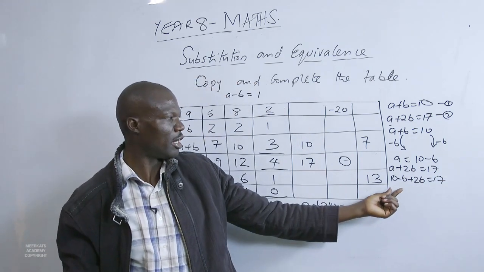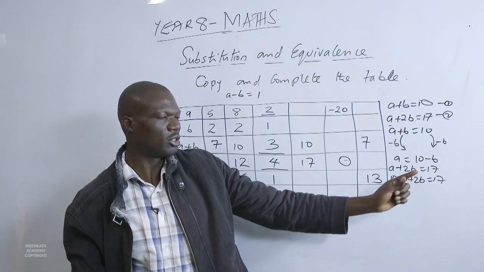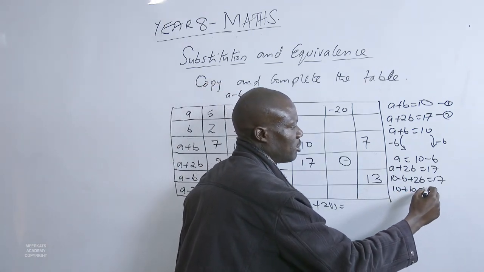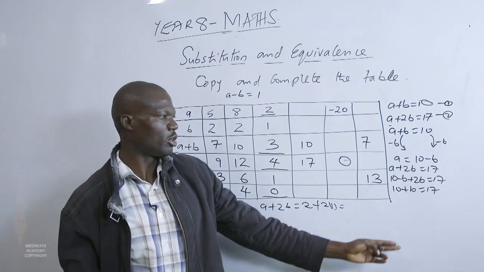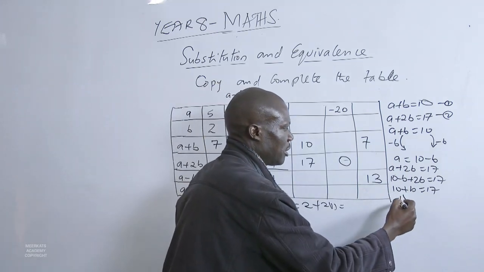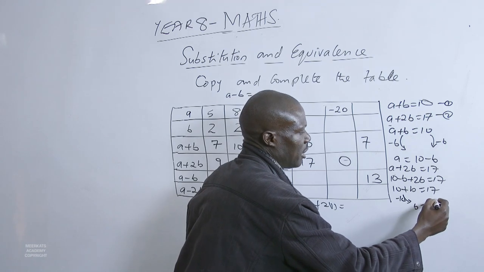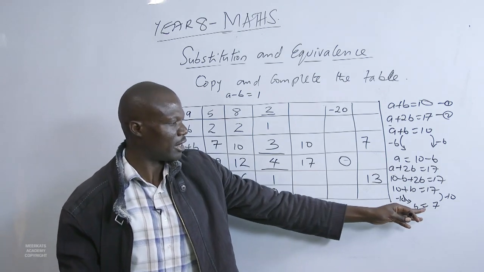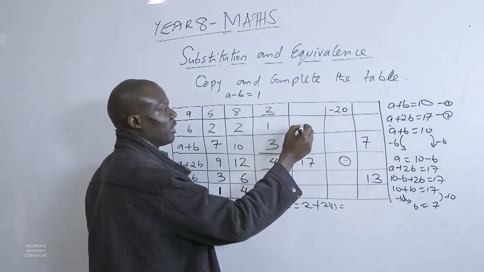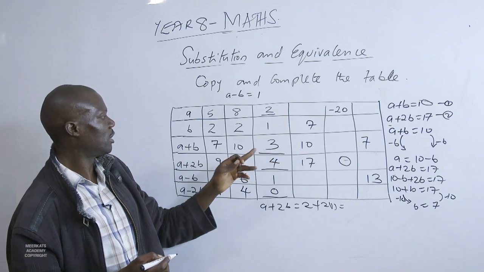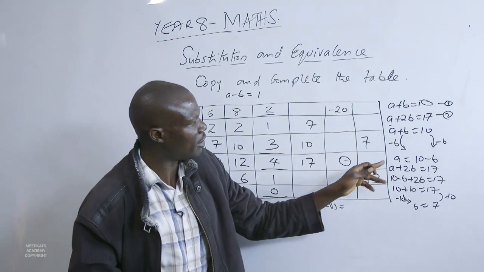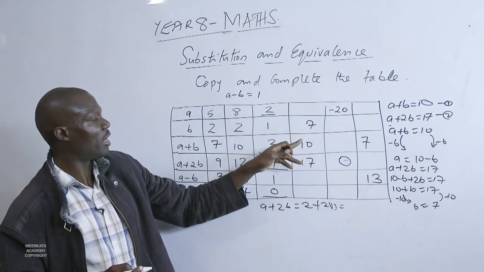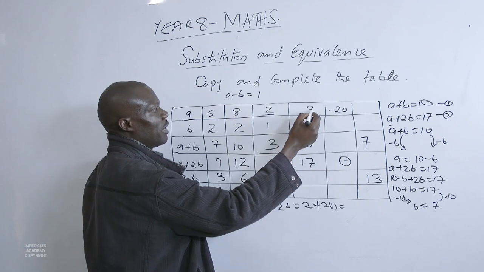So when you look at this one here, it is 10 minus B plus 2B is equal to 17. You can reduce it to an ordinary expression. This one will become 10 plus B is equal to 17. This is an ordinary expression, where we subtract 10 from both sides. Here minus 10, you'll get B, and here minus 10, you'll get 7. So we have B as 7. We fill our 7 here. If B is 7, then what is our A? 10 minus 7, you'll find that A is 3.